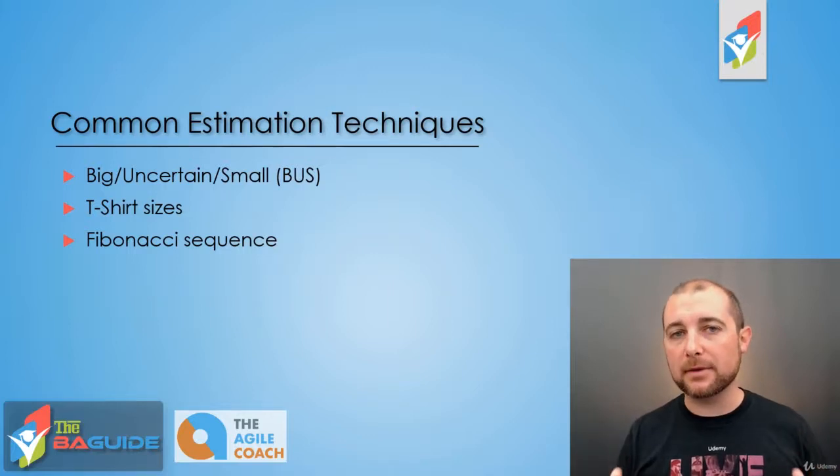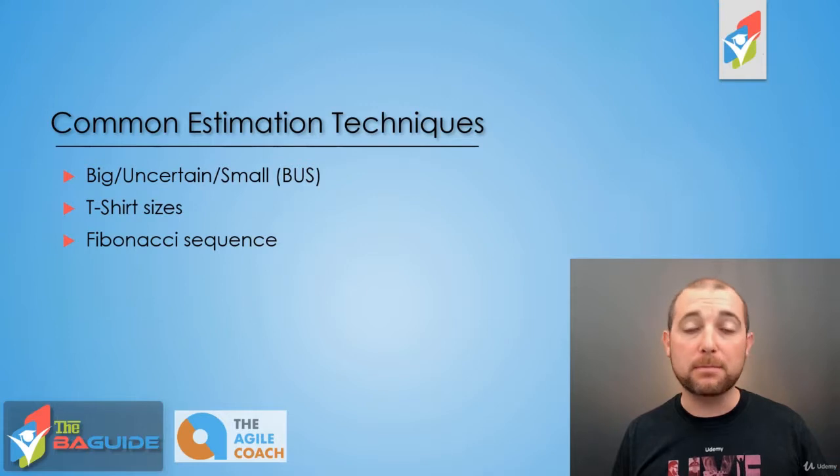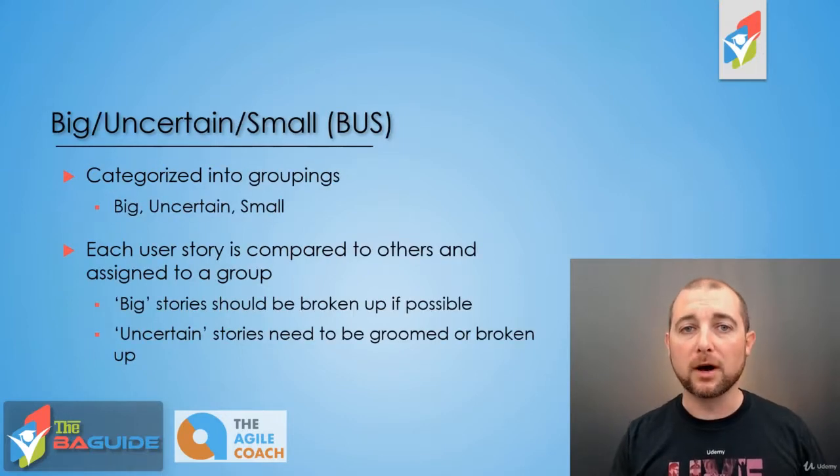Some of the most common Agile estimation techniques. The three that we're going to cover are the big, uncertain, small, also known as the BUS, t-shirt sizes, and the Fibonacci sequence. We're going to start with the most simple one, the BUS.